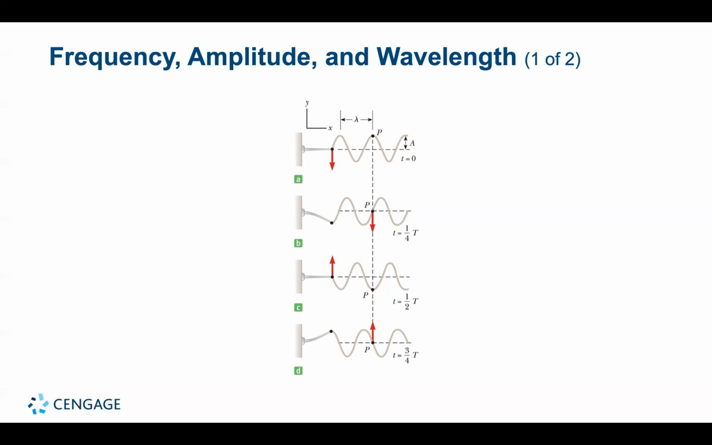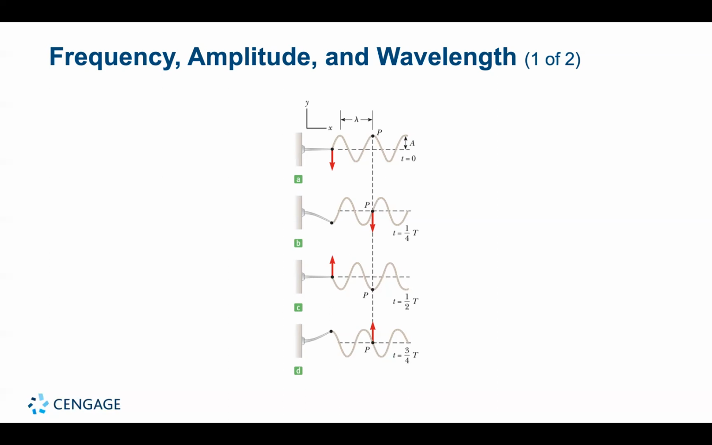So the figure illustrates a method of producing a continuous wave or a steady stream of pulses on a very long string. One end of the string is connected to a blade that is vibrating, and as the blade oscillates vertically with simple harmonic motion, a traveling wave that moves to the right is set up in the string. The figure shows the wave at intervals of 1/4 of a period.